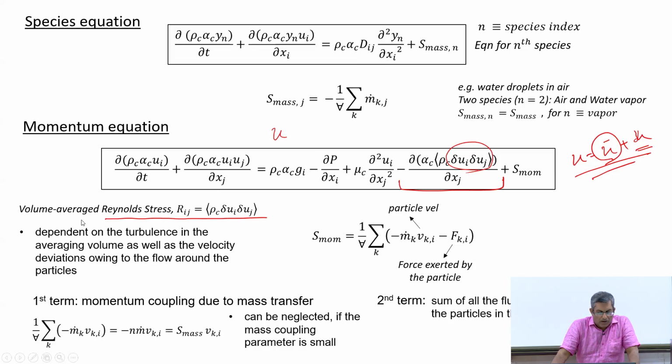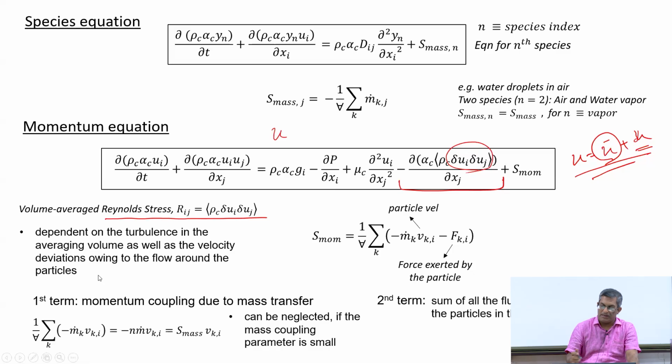So now what causes this volume averaged Reynolds stress? This type of term is present when we do RANS modeling, or Reynolds averaged Navier-Stokes modeling, for turbulent flows. Now this is present because we have turbulence in the flow. But it is not only due to turbulence, we also have velocity deviation owing to flow around particles.